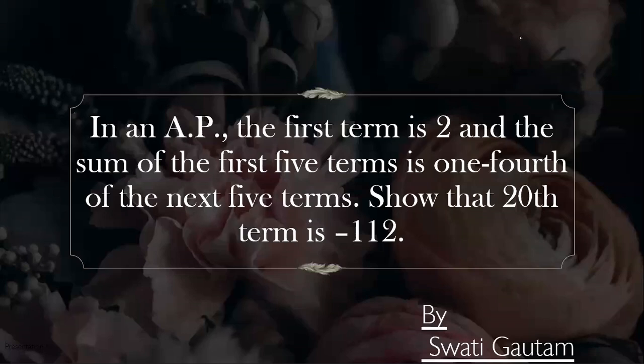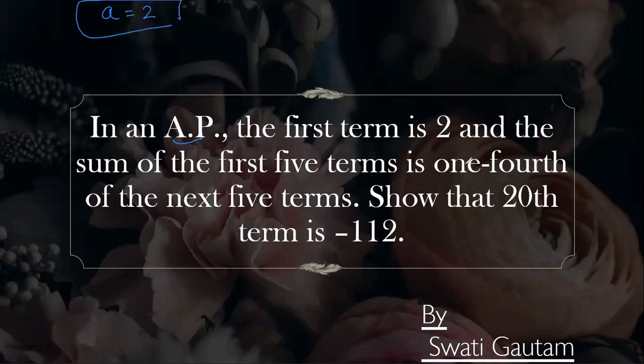So let's have a discussion regarding the question. And what is the question? That in an AP, the first term is 2. Now, whenever we are talking about the AP, it means we are talking about the arithmetic progression, right? First term is 2, means a. We are taking in AP the first term as a or a1, which is 2 here.